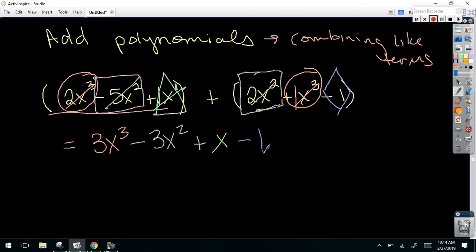Okay? I am literally looking for the like terms and then combining them. Looking at my answer, tell me this. What is the constant? Negative 1. What is the degree? What's the leading coefficient? 3. See how we're doing this?